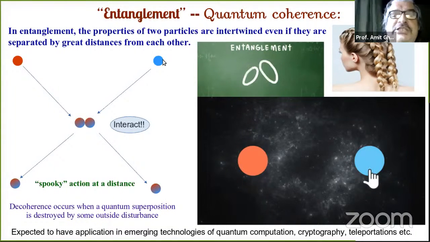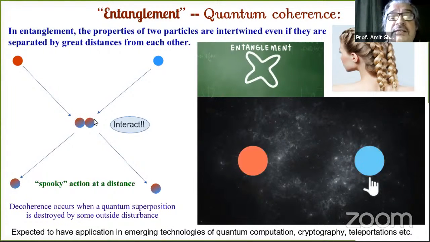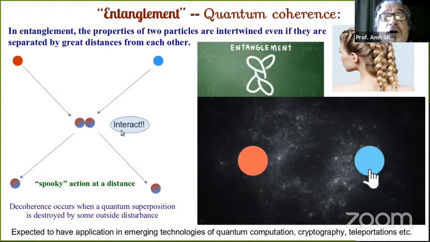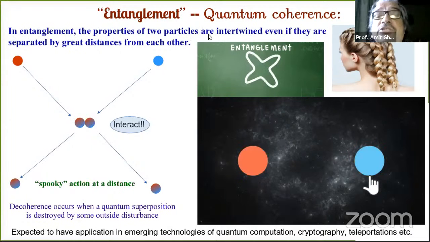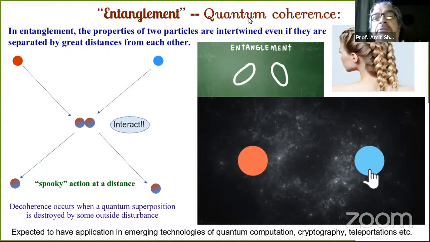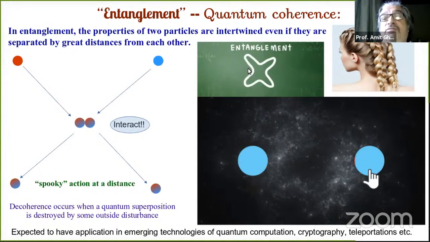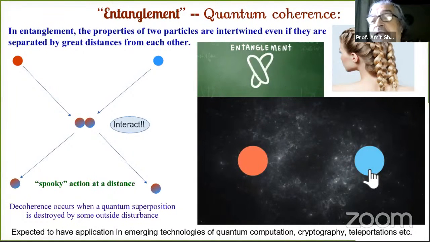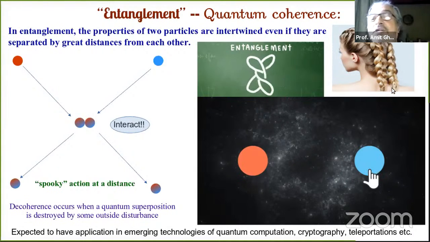They're very far from each other, and you bring them very close to each other such that they interact. And once they interact, they get entangled, meaning they get connected to each other. So entanglement is a property by which two particles get intertwined, as if they're intertwined even if they're separated. They get intertwined like a small cartoon that I have here, or just like the braiding of this very beautiful braiding of this girl, which is shown here.